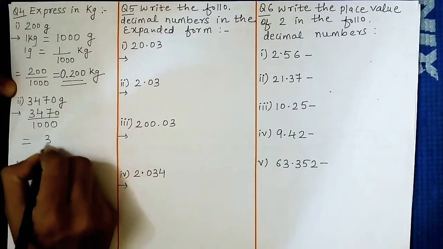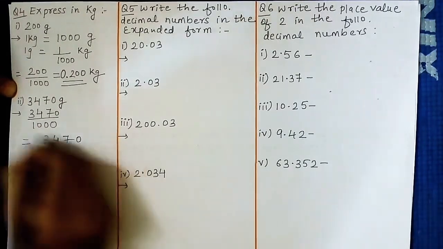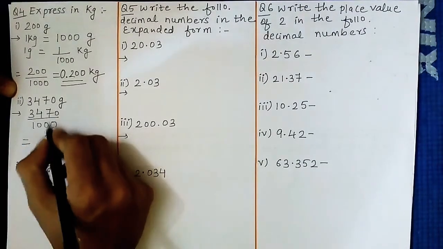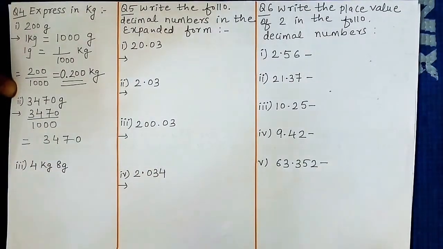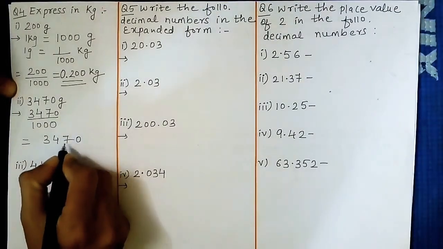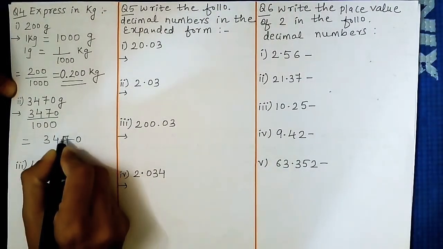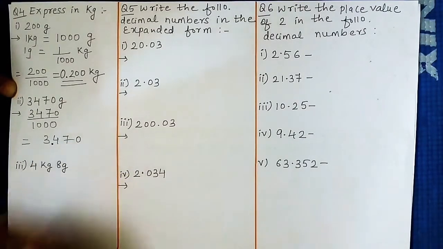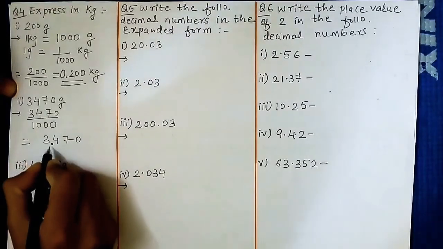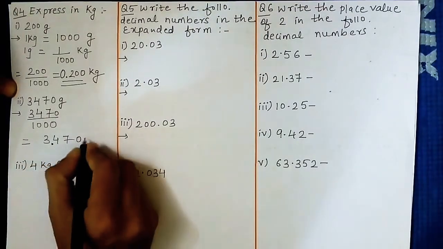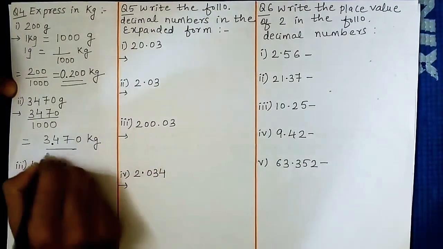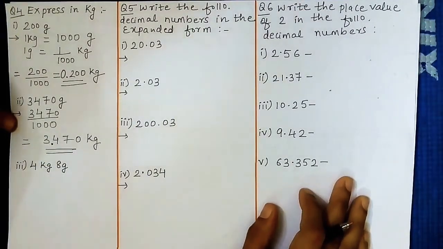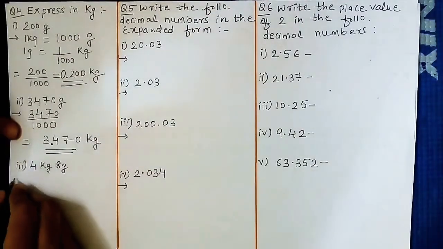So let us write 3470. This is given. Now after 1, 2 and 3 digit we will put point. This is fraction part. We will convert it to decimal form. So this is 1, this is 2 and this is 3. So after this 3 digit we will keep here point. So it will be 3.470 kilogram. So this is our answer, 3.470 kg, kilogram.